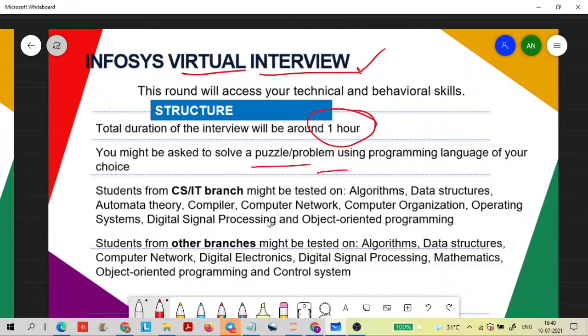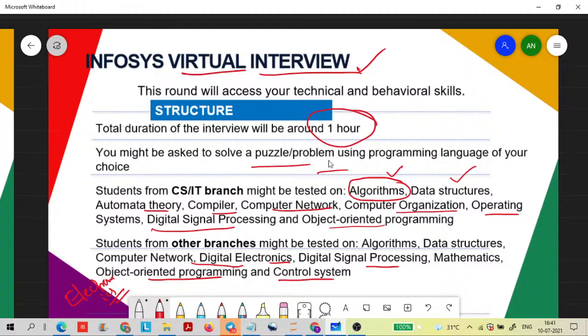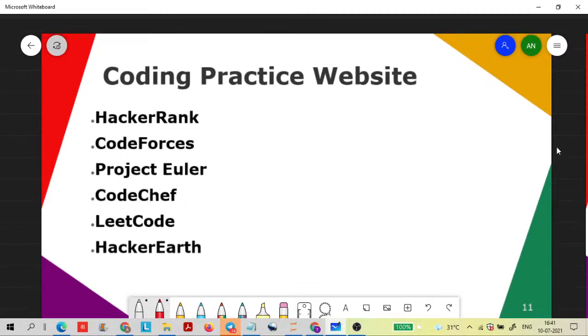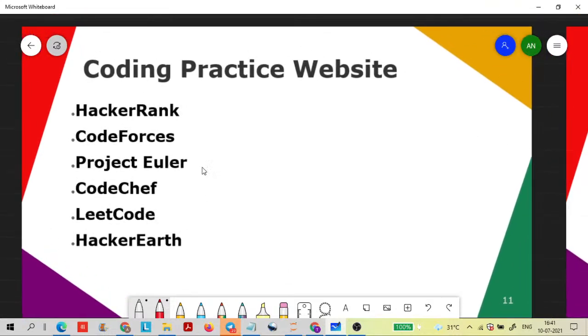So for computer science and information technology or information science related students, the questions you may get are from algorithms, data structure concepts, automata theory, compiler, computer network, computer organization, operating system, digital signal processing, and object oriented programming. And for electronics and telecommunication department students, you will get questions on computer network, digital electronics, digital signal processing, mathematics, object oriented programming and control system. So these are the interview questions you may get from various subjects, that is, the core subjects of your branch. And you should go through these coding platforms, then only can you crack the coding round with any company.